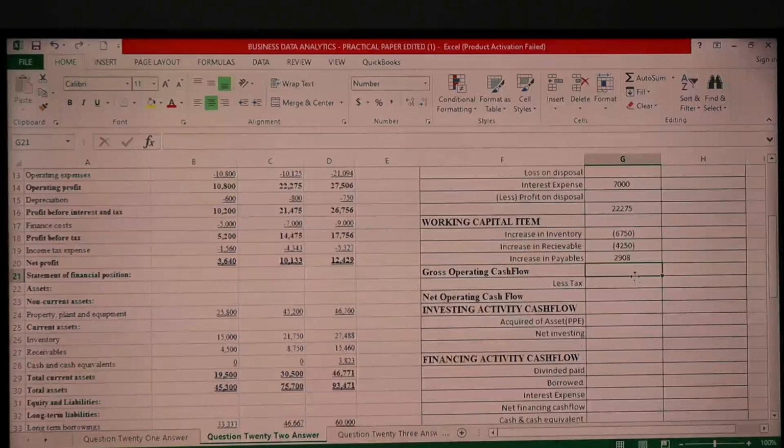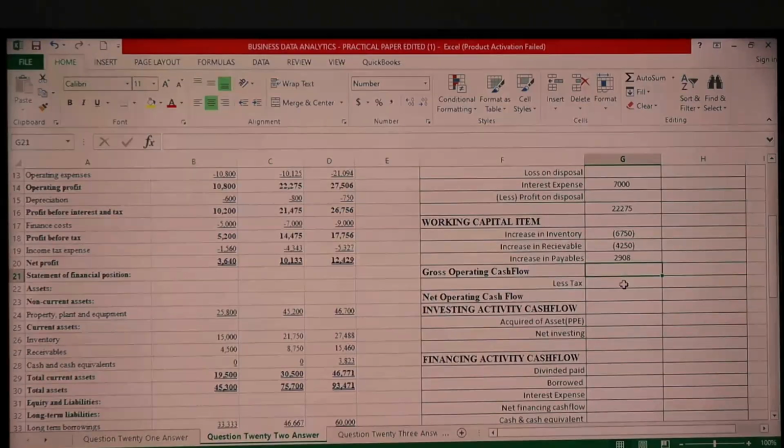So far we have got the values that help us to get the gross operating cash flow. So how do we get the gross operating cash flow? Can someone just help us with that? How do we get the gross? There's something we have not set yet. We have not set the tax. We need to take the tax. So what is the tax?